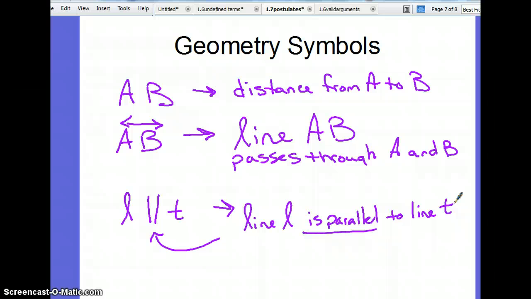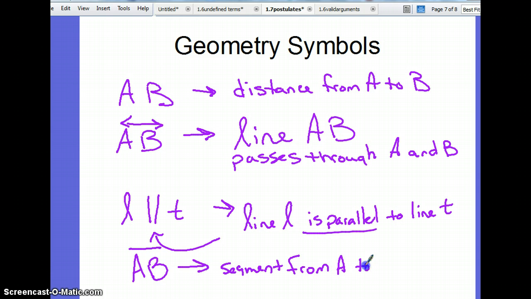Let's do one more. Let's do the segment and then we'll be done. If I have AB with a line above it but without the arrows on it, that's the segment, which we'll talk more about later. From A to B. What's the difference between the line and the line segment? How far does the line segment go? From point to point. A line goes on forever, so that's why the arrows.